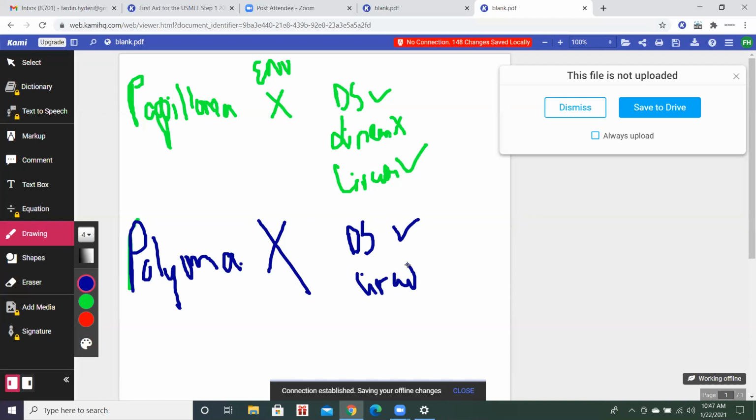Polyomavirus is responsible for causing JC. JC is John Cunningham virus. John Cunningham is the name of the person who identified the virus at first. Okay. So JC virus is John Cunningham virus. This is responsible for causing a very important disease known as PML. PML is progressive multifocal leukoencephalopathy.